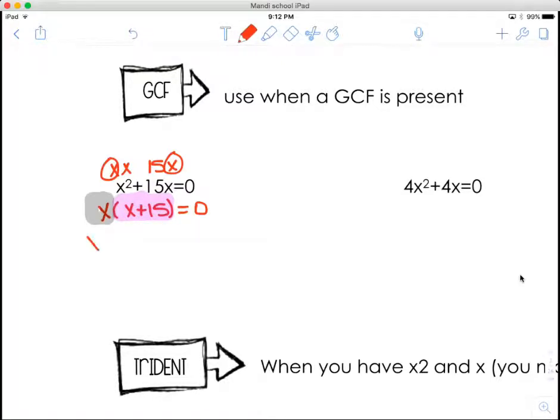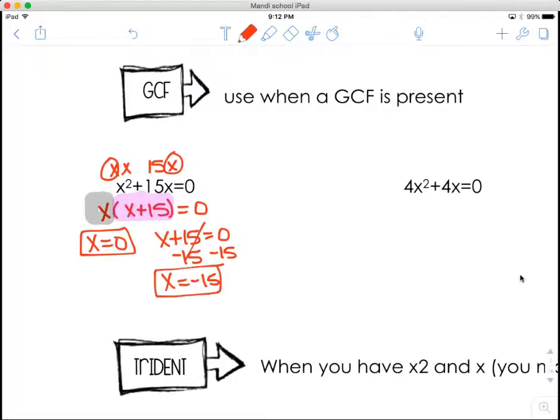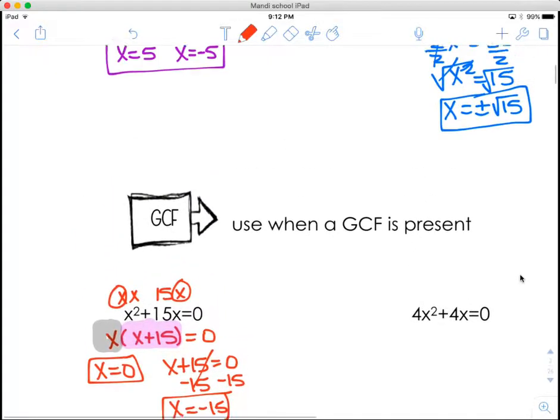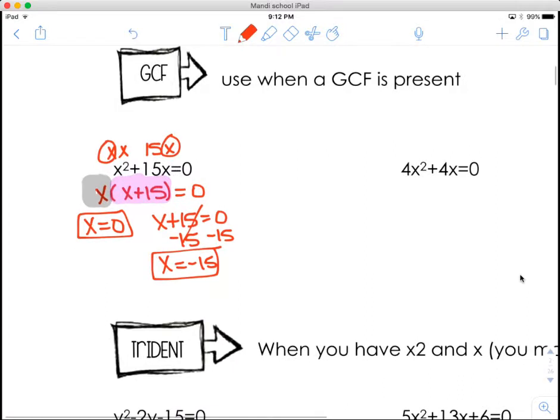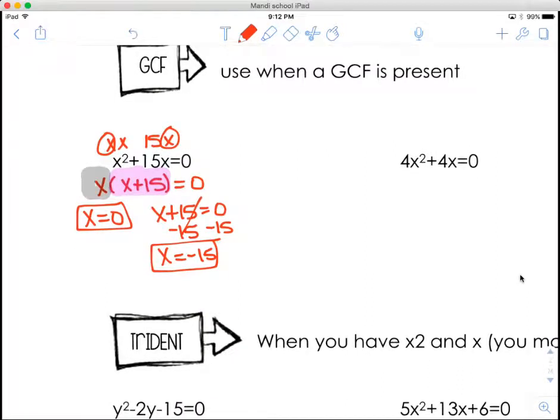So we'll take the first one, which is the x, and it is equal to 0. Then we take the second piece, equal to 0. Now x equals 0 is solved. You can't do anything more to it. But x plus 15 equals 0 isn't. So we'll subtract 15 from both sides, and x equals negative 15. Notice that we had 2 answers here. Almost always, when we have an x squared, we're going to have 2 answers. Not always, but almost always.